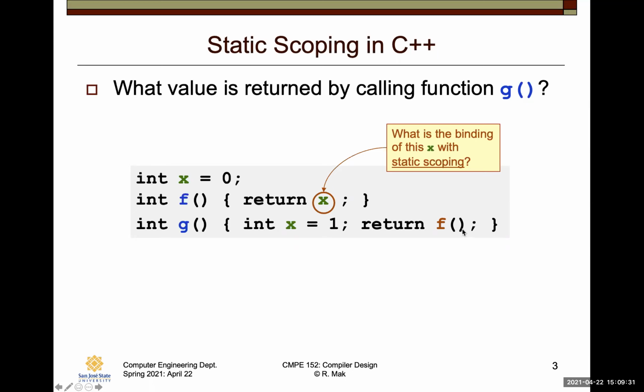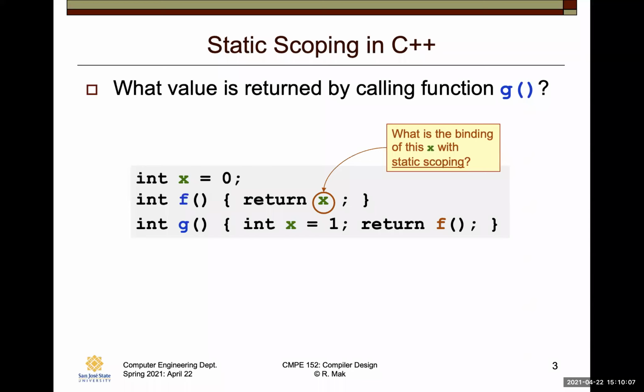Okay, g calls f. F returns x. So at this point, what's the value of x? 0. Okay, and why is it 0? The question here is, is this x the x out here, or is it the x here? So you're saying f originally, if x equals 0. Say that again?